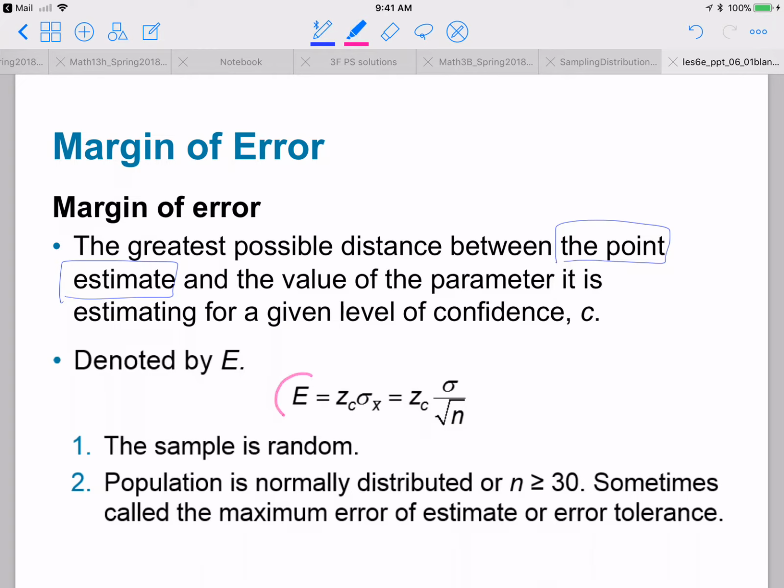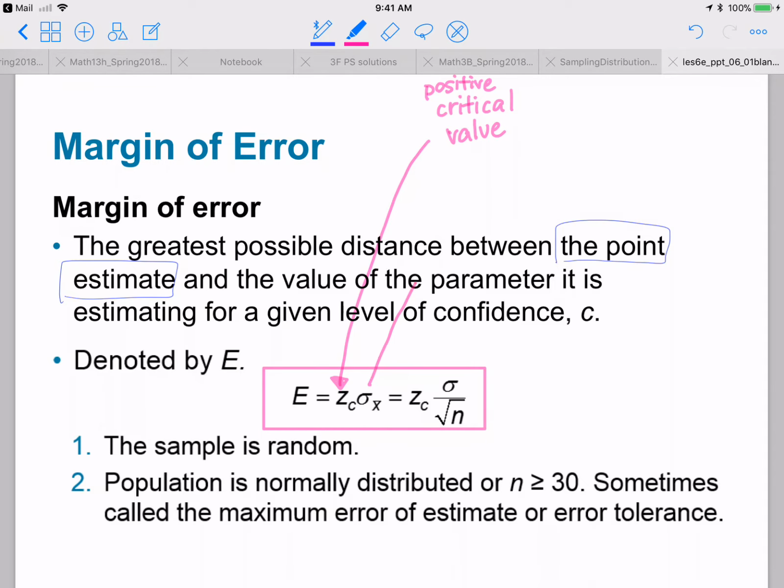So the margin of error, here's our formula actually for the margin of error. The margin of error is E equals ZC times the standard error. ZC is your critical value. This is a positive critical value because remember we have two critical values, a positive one and a negative one. And this is your standard error, not your sampling error. And remember we learned about standard error last chapter, in chapter 5. The standard error is the standard deviation of your sampling distribution of sample means.